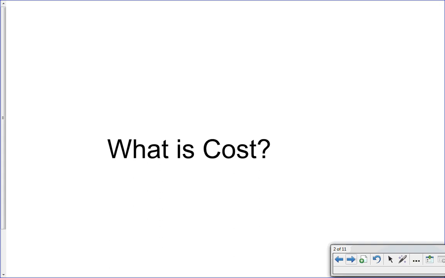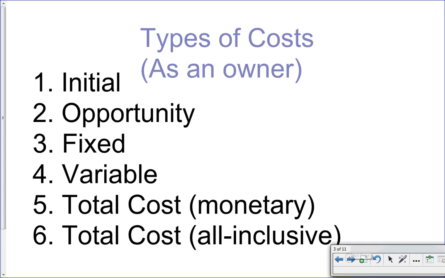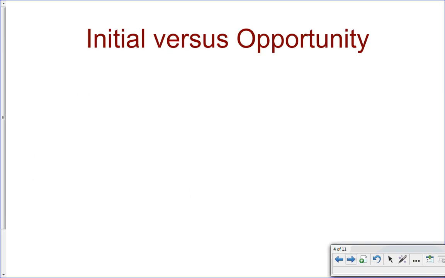However, as I said, we are going to be focusing our attention from the standpoint of a business owner, which makes it way more complex. So we're going to start our lesson today with the different types of costs that a business owner would have to take into account when they run their business. First off, we're going to talk about initial cost versus opportunity cost. Now, initial cost is the amount of money that it takes to start a business.